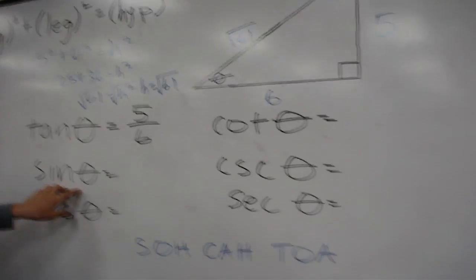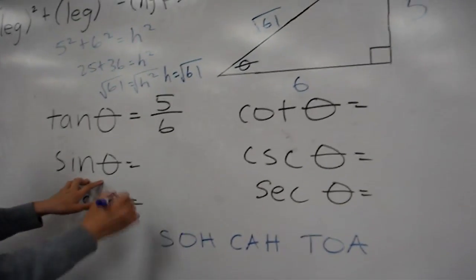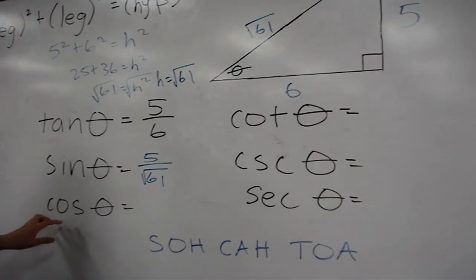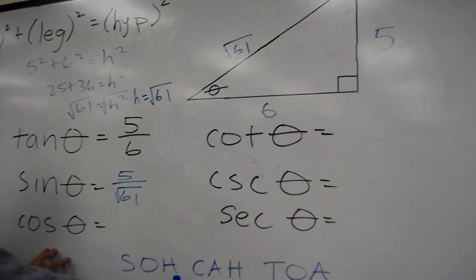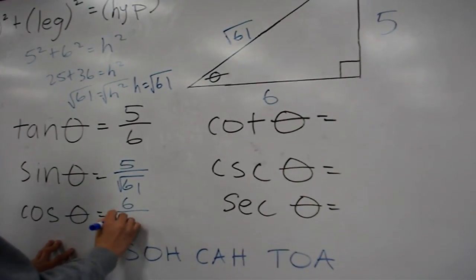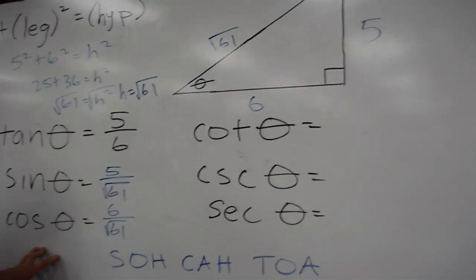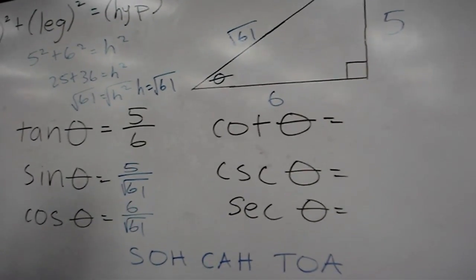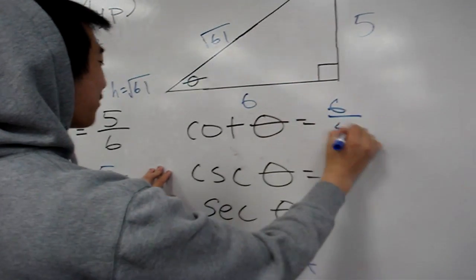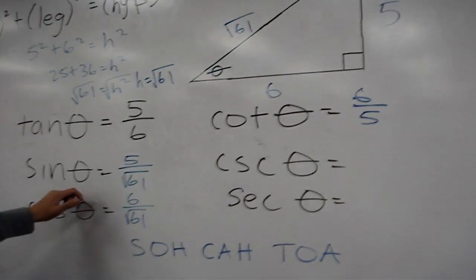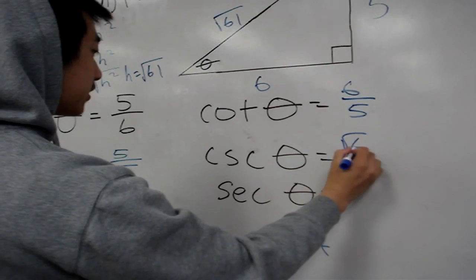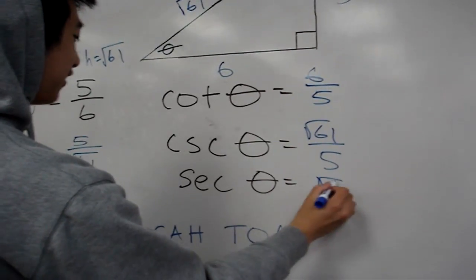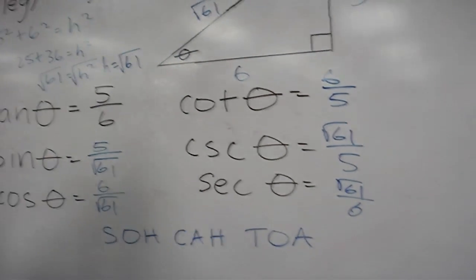Now sine of theta would be opposite over hypotenuse, so that's 5 over rad 61. And cosine of theta is adjacent over hypotenuse, 6 over rad 61. Now cotangent and tangent are just reciprocals of each other, so it'll be 6 over 5. And cosecant and sine, rad 61 over 5. And secant and cosine, rad 61 over 6.